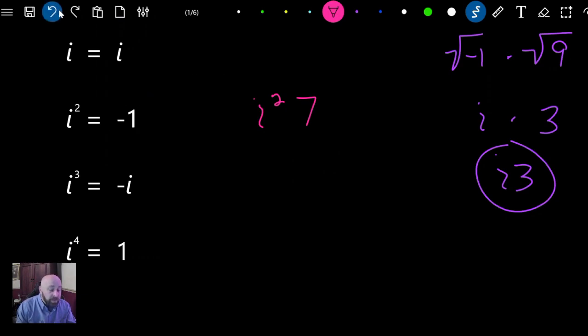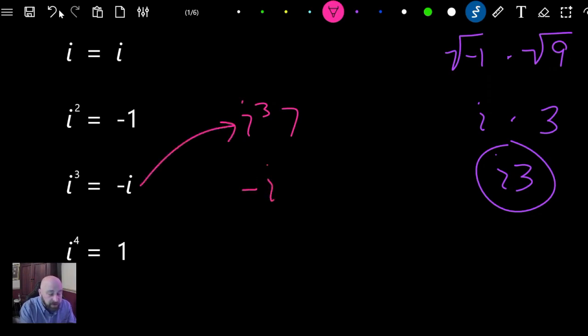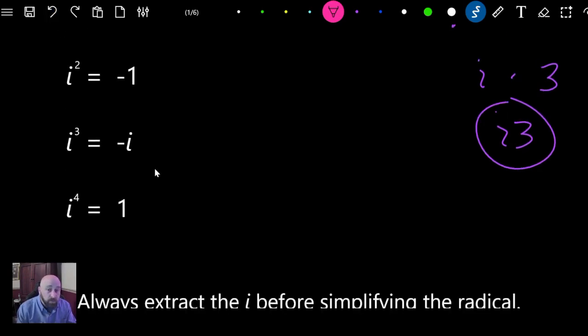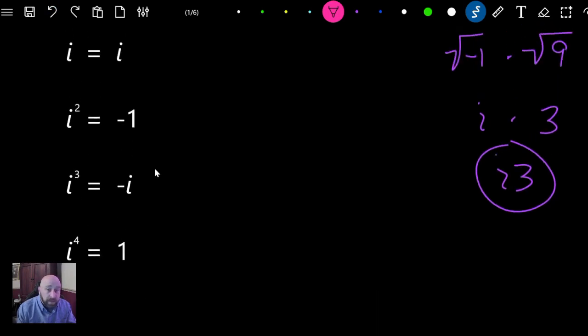Okay, so the next one is i cubed. Okay, and i cubed equals -i. So again, let's say that you have i cubed times 7. Well, this is not the answer to your problem. The answer to your problem is to convert this to -i times 7. This would be the proper answer for that problem. Okay, the last one is i to the 4th equals 1. So whenever you get i to the 4th, just convert it over to the number 1.